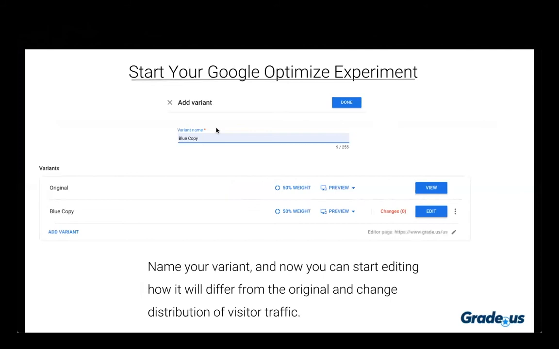So when you're creating your variants, I'll keep repeating this, I can't help myself: use best practices. Know what you're referring to when you name a variant. So in this example, I named the variant blue copy, and literally all I'm going to do is change the color of the text to blue.